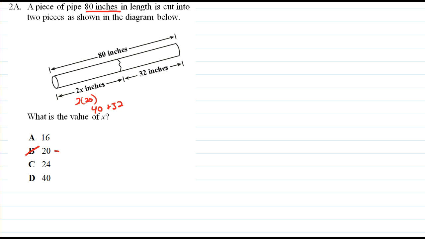What I'm going to do is I'm going to go ahead and write an equation because they tell us that this part plus this part is going to equal the entire thing. So we know that this is going to be 2x plus 32 is going to equal the length of the entire pipe, which is 80. So now it's just a 2-step equation that we solve. We do the opposite of a positive 32, so we minus 32 from both sides.